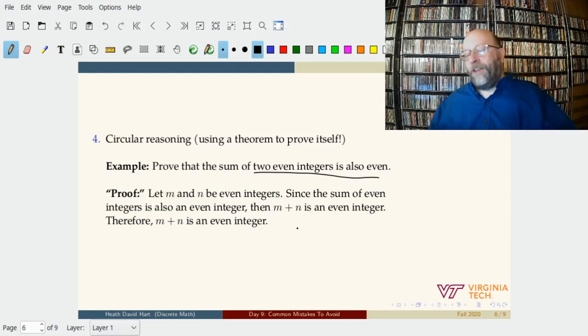I'm hoping you're laughing a little bit at this, but what happened here? The person writing the proof wanted to show that m plus n is even, and they're using the fact that when you add two even numbers together, you get an even number. And that's a true fact, but it is the thing that we were trying to prove. And so you haven't written a proof that the sum of two integers is even. You've written an argument that goes around in circles. You're using the statement to prove itself, and you can't do that. So don't do that. It happens, but avoid it when you can.